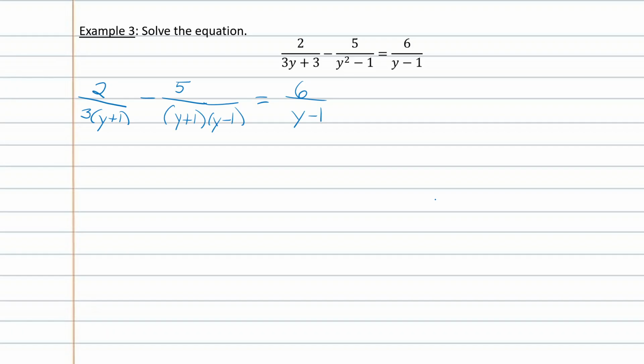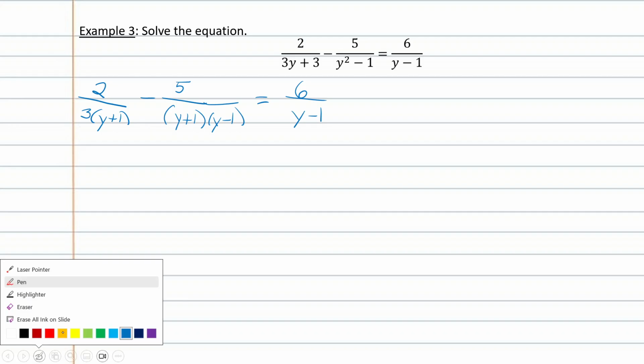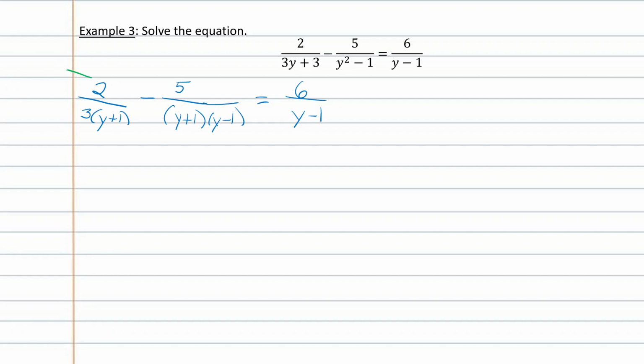But what you notice here is that instead of multiplying everything, if we would have just multiplied by all the denominators, we would have had to wind up multiplying by 3y plus 3 times y squared minus 1 times y minus 1, and that wouldn't have been the LCM in this case. I know I'm skipping a piece, but the LCM in this case will actually wind up being 3 times y plus 1 times y minus 1, which is significantly simpler than multiplying by everything in the denominator.